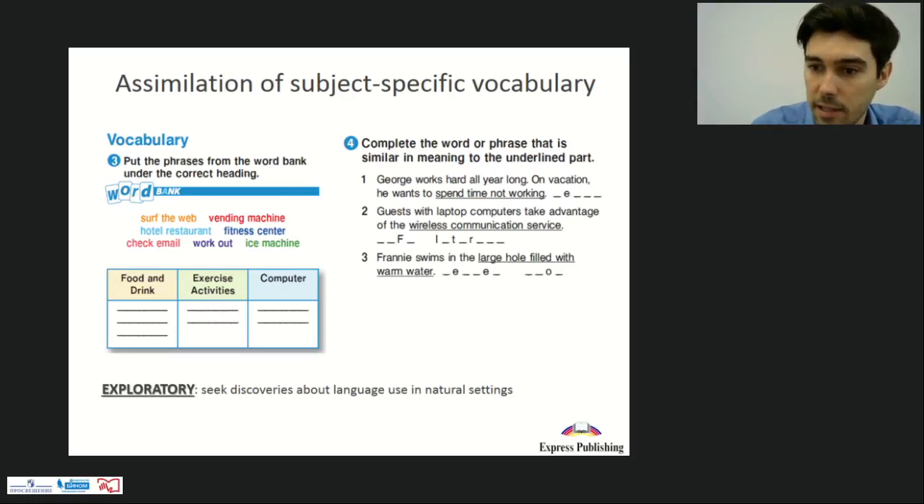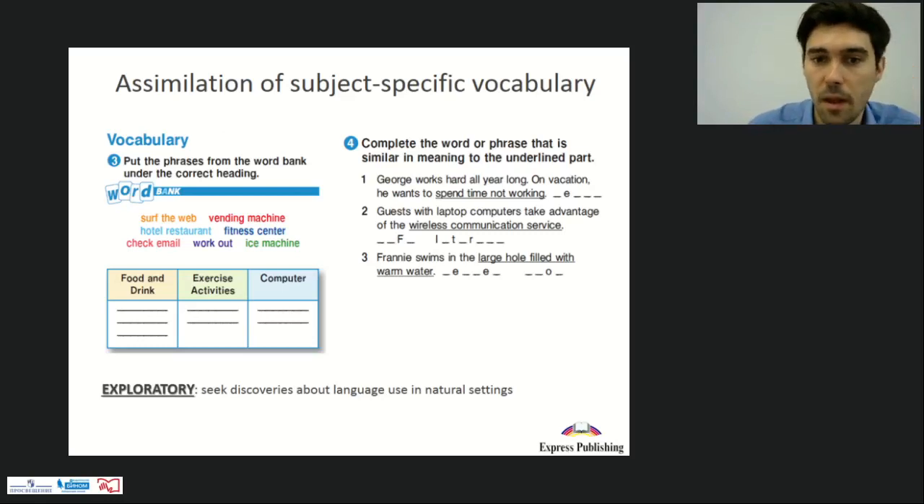So it's important for us to have materials that enable them to acquire the language, remember it and internalize it. We can see here in exercises 3 and 4, we have a grouping activity in exercise 3. The students place the different vocabulary, so surf the web and vending machine, hotel, restaurant, under different headings that help them to remember and categorize the new vocabulary. If we're talking about food and drink, we'll look at the vending machines or an ice machine. If we're thinking about exercise activities, we can put workout, or we can look at a fitness center, for example. So the students are categorizing the new vocabulary into more manageable categories that they can later remember if needed.